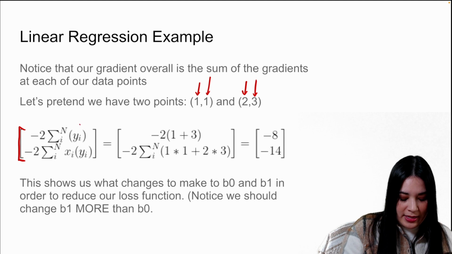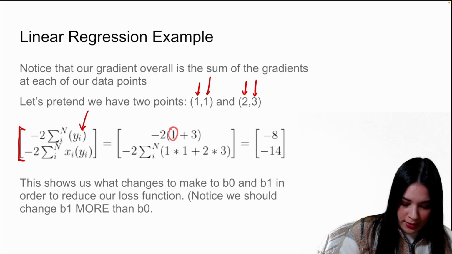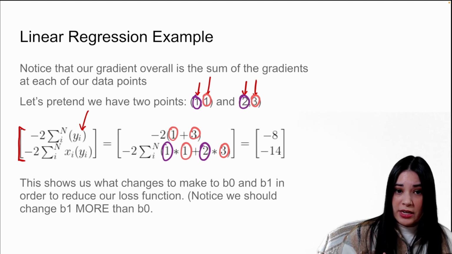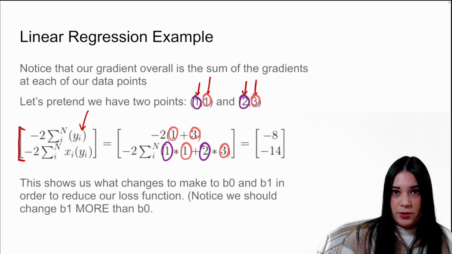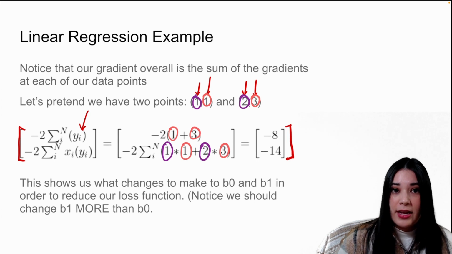So every time I see an x or a y in this formula, I'm going to go ahead and plug in these numbers. For example, this 1 comes from here, this 3 comes from here, same thing here and here, and then of course our x's come from here and here, here and here. So you can see that all we've done is plug our 2 data points into this gradient function. Once we've done all of that math, we get out this gradient, -8, -14.